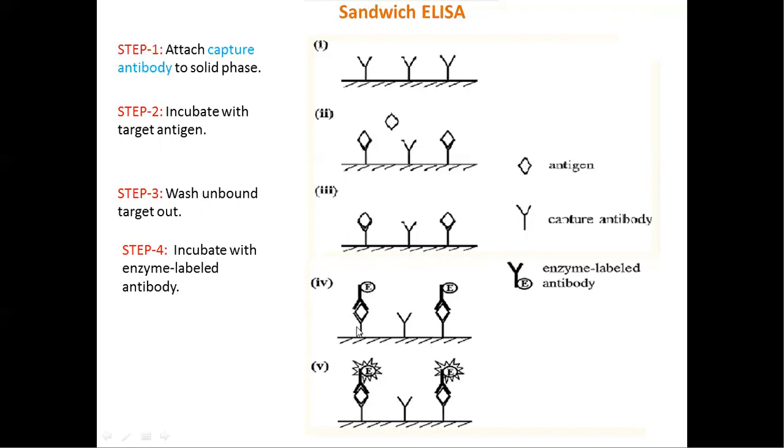Enzymes are covalently linked with antibodies by glutaraldehyde method. In step 5, appropriate color will be produced, indicating the presence of specific antigens in blood sample. Color intensity will be detected and quantified by spectrophotometric techniques. So this is about different types of ELISA.